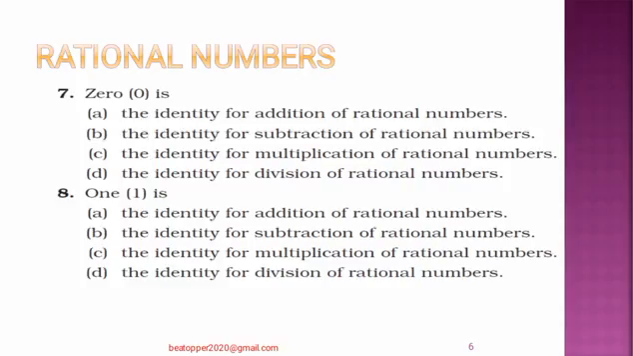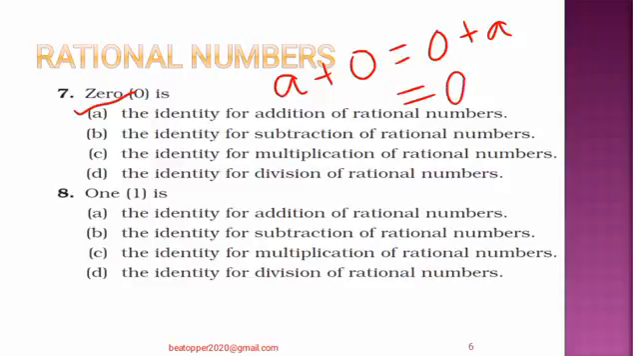Next one is 0 is the additive identity. 0 is the additive identity. So this is the identity for addition of rational numbers. So A is the answer. Then what about 1? 1 is the multiplicative identity. Never ever forget, 0 is the identity of addition. What is the identity of addition? If you add 0 to a rational number, then 0 plus the rational number is also equal to the same rational number a. This is the identity for addition. That means there is no change in the number if you add 0 to it.